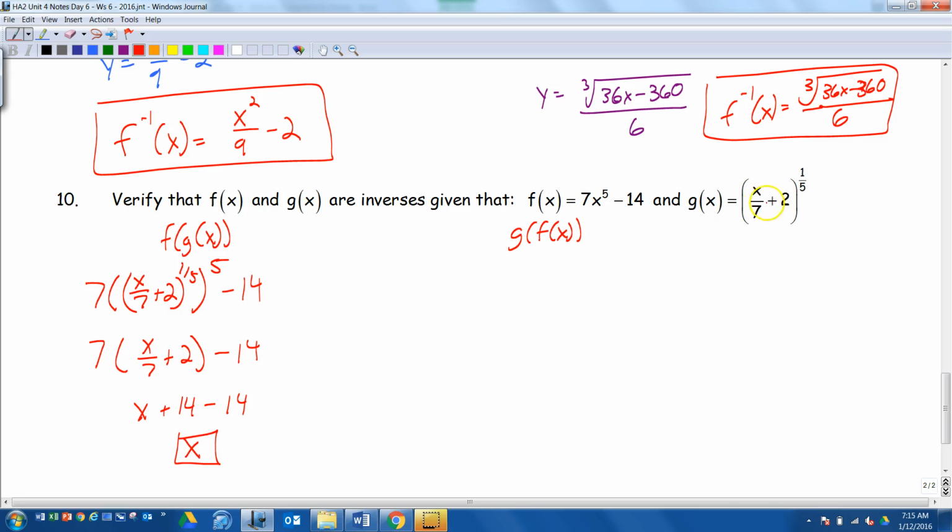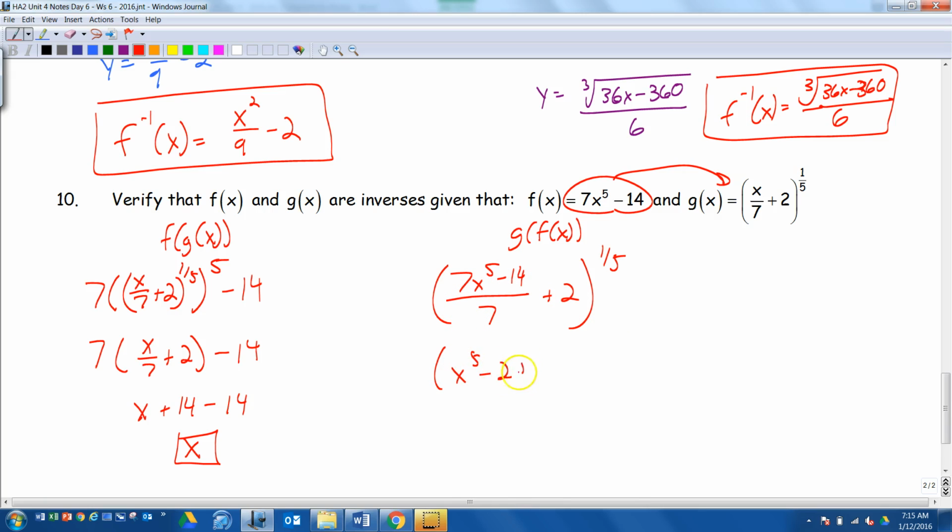Over here now we're taking this one and putting the f into this one. So that means on top of this fraction we get a 7x to the 5th minus 14 all over 7 plus 2, all raised to the 1/5. You cannot do anything with that 1/5 yet. Remember, you can't distribute that. But you can simplify the inside. So we can divide everything by 7, and we get x to the 5th minus 2 plus 2.